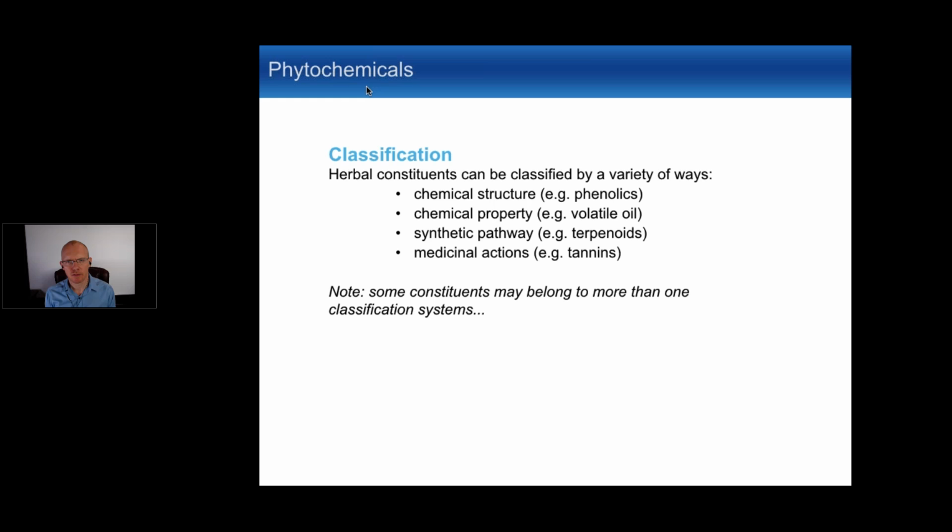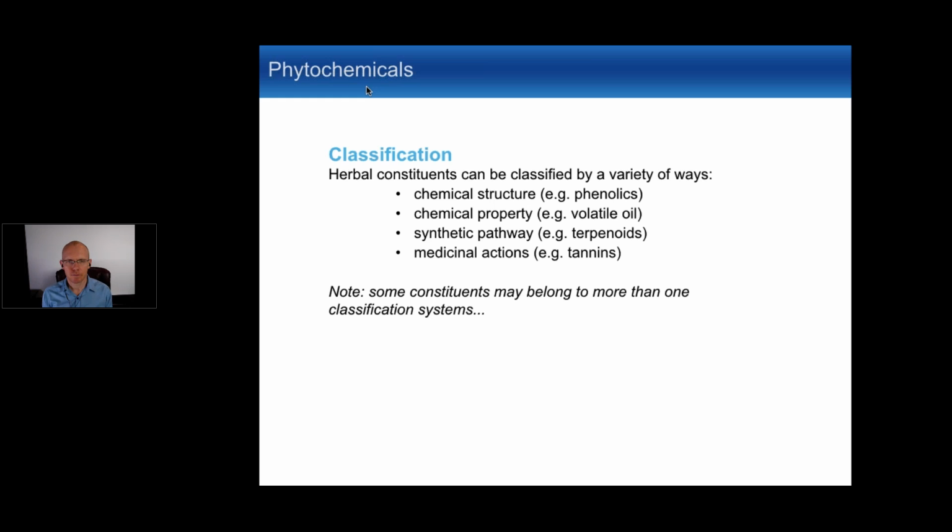Another way that you can classify phytochemicals is based on how the plant makes it. So whether they use a particular synthetic pathway to make them. So there is a large group of compounds called terpenoids that are made from isoprene units, and that's what the terpenoids are. And depending on how many of these isoprene units get stuck together will determine which subclass of the terpenoids you get, whether it's the monoterpenoids or the diterpenoids or triterpenoids, etc.